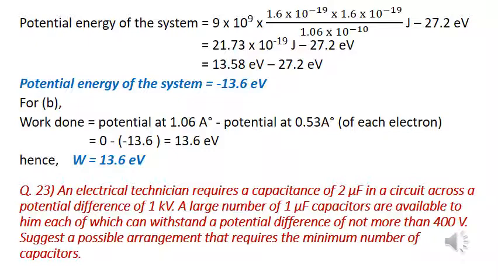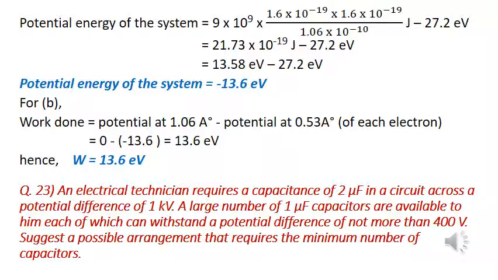Next is for part B, work done is equal to potential at 1.06 angstrom minus potential at 0.53 angstrom of the electron, and it was given in part C that consider the potential at 1.06 angstrom to be 0. So after putting the values, we get work done is equal to 13.6 electron volt.